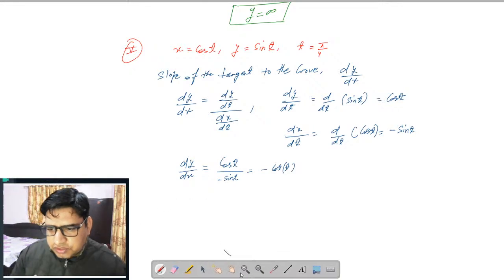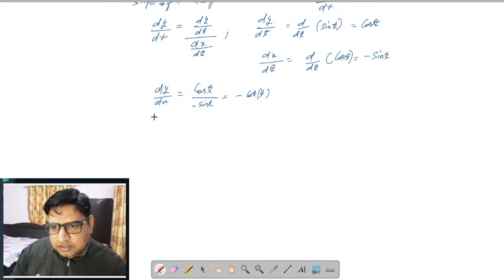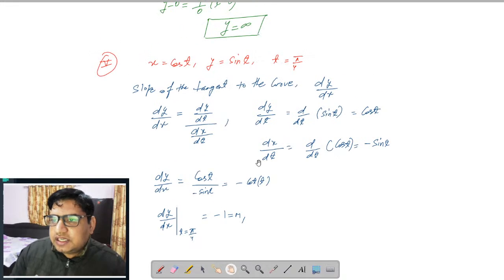Now what we need to do is find the value of the slope of the tangent to the curve at t is equal to pi by 4. So dy by dx at t is equal to pi by 4 is equal to minus 1, and that is the slope of the tangent to the curve.